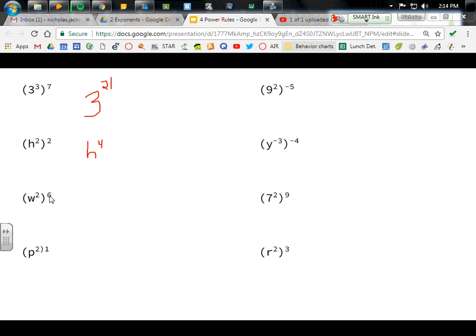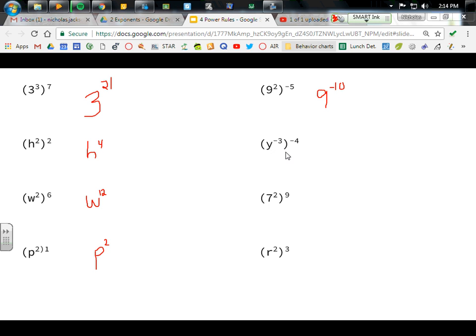W squared to the sixth. All right, if we multiply our exponents here, we get w to the 12th. P squared to the first. So that's just p squared one time. 2 times 1 is obviously 2. 9 squared to the negative fifth. We haven't done much with negative exponents, but the rules for integers still apply here when you're working with exponents. So when you multiply a negative and a positive number, like you would be doing here, 2 times negative 5, your answer is going to be negative. So this is going to be 9 to the negative 10th.